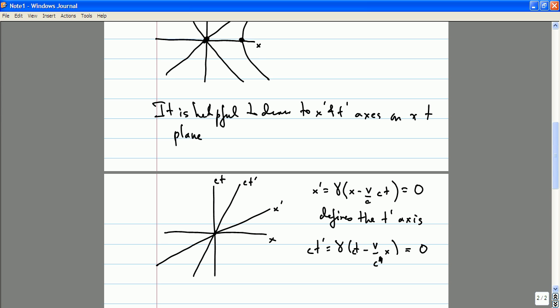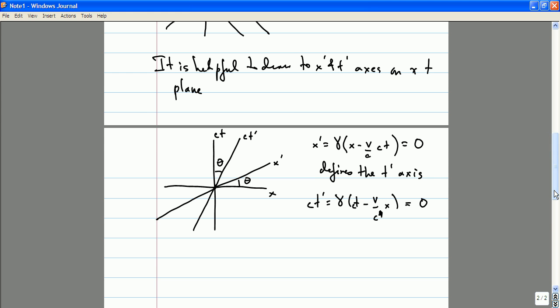And it's easy enough to check, just using these equations, that the angle theta that the x prime axis differs from the x-axis, and the t prime axis differs from the t-axis, is the same, and it's given by the equation tangent theta is equal to v over c. That's just the statement that if you have the equation for a line, x equals v over c times ct, then that differs from the vertical axis by an angle theta given by this equation.